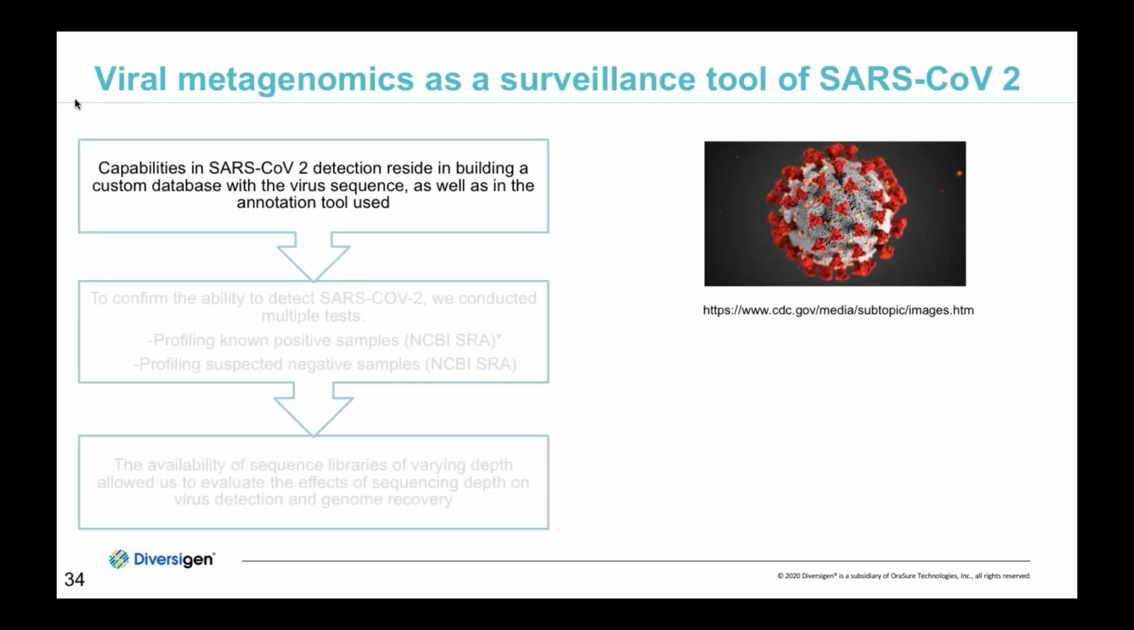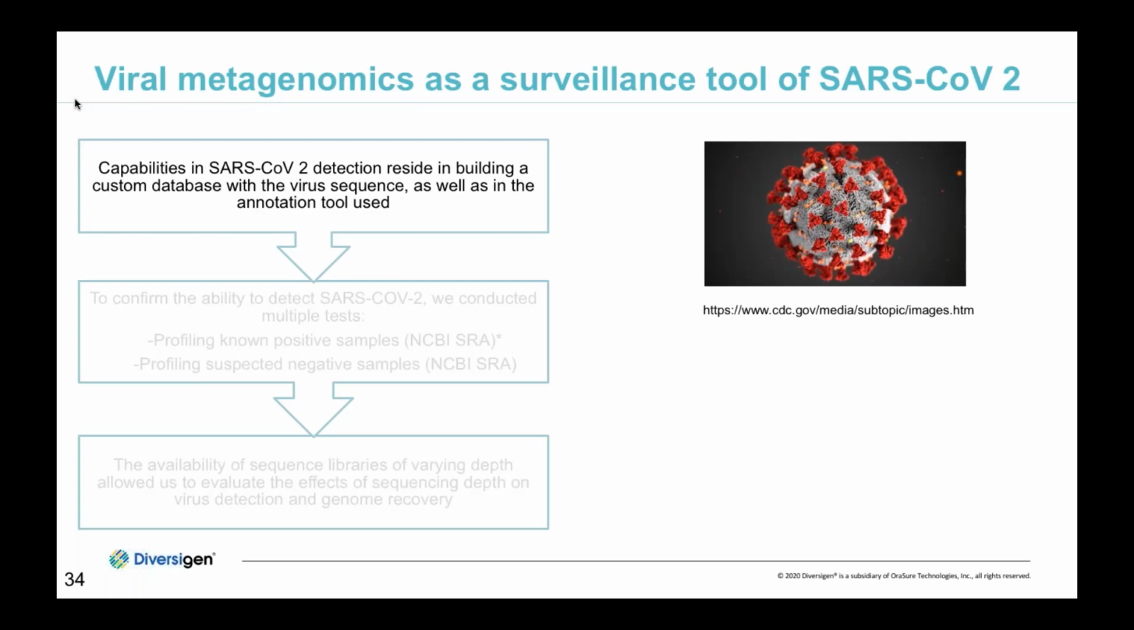As I mentioned, viral metagenomics can be used as a surveillance tool for the detection of SARS-CoV-2 sequences in various sample types. The ability to do so relies on the addition of SARS-CoV-2 sequences into the respective viral databases and, of course, of the annotation tool used. Here at Diversigen, we have the ability of detecting SARS-CoV-2 sequences in various sample types, although we have not done so with actual samples, rather publicly available metagenomic datasets.